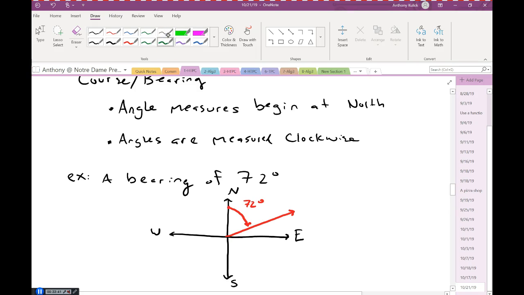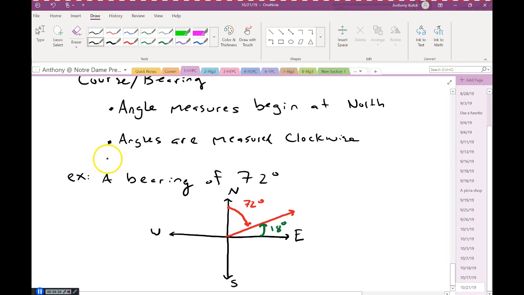In our standard way of measuring things, we would go here, and this would be an 18-degree angle. So a 72-degree bearing was equivalent to an 18-degree angle. Okay, so we have to be a little bit careful in making sure we're drawing a picture nicely and then are able to translate our bearing into an angle. So I want to make sure that we're comfortable doing that.